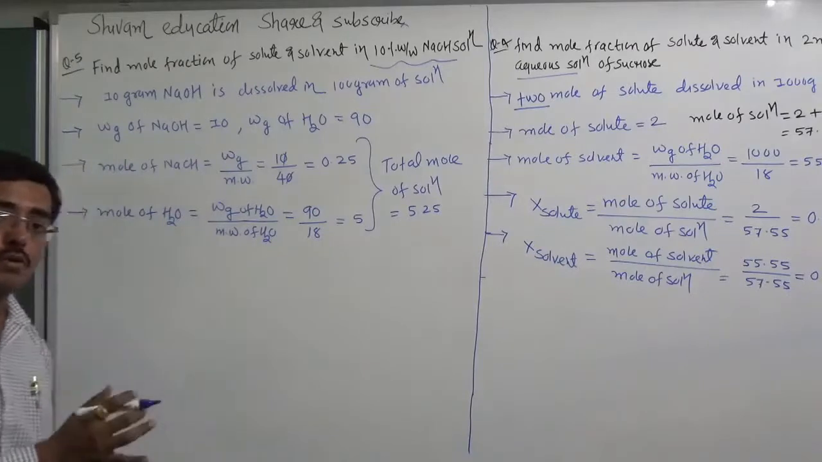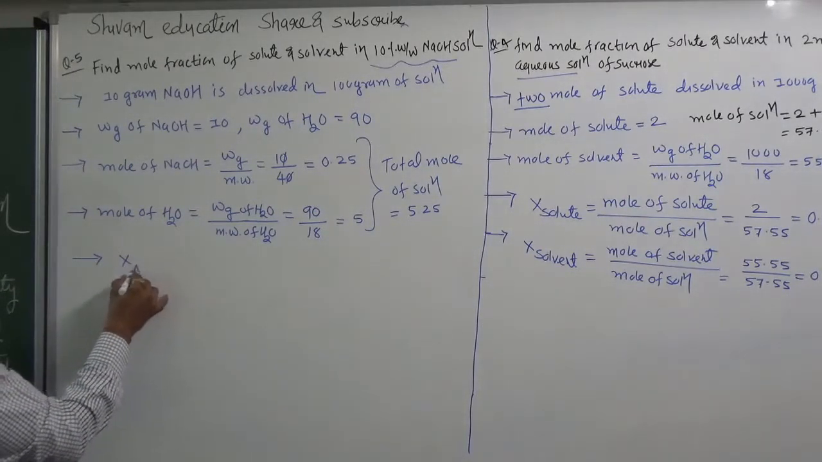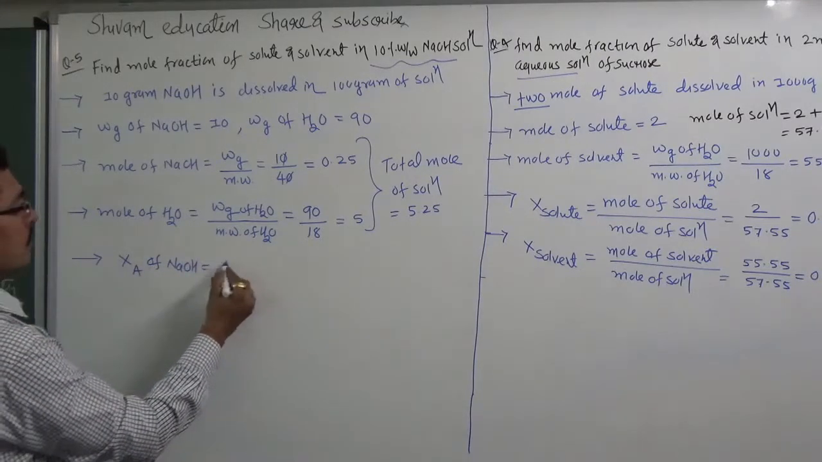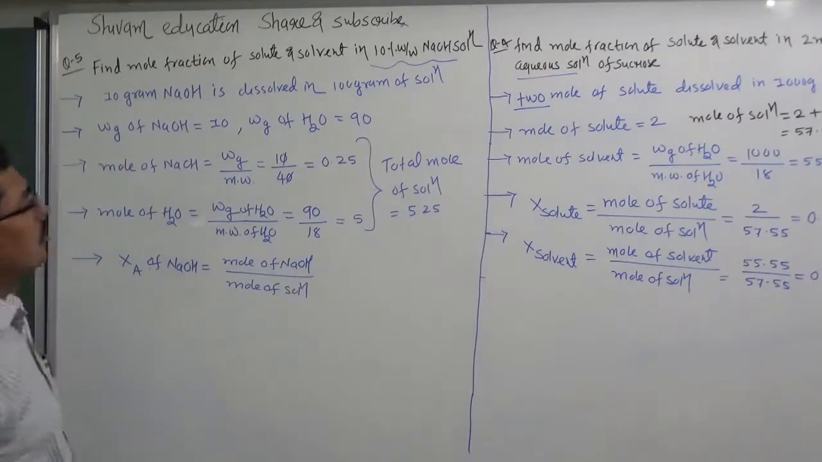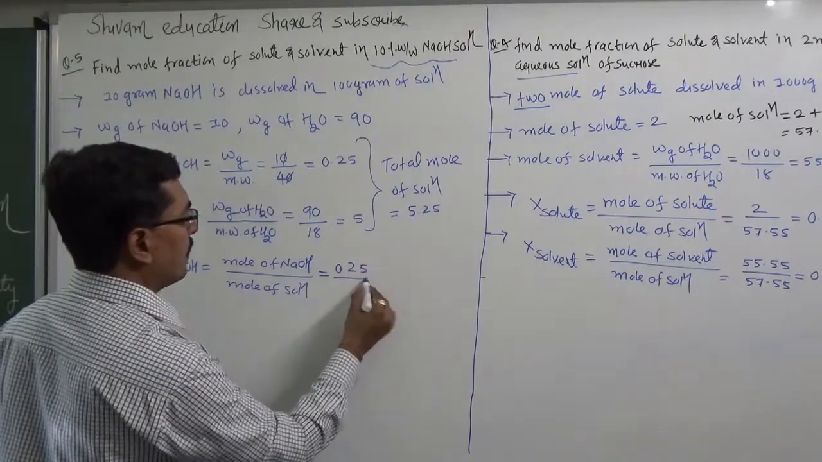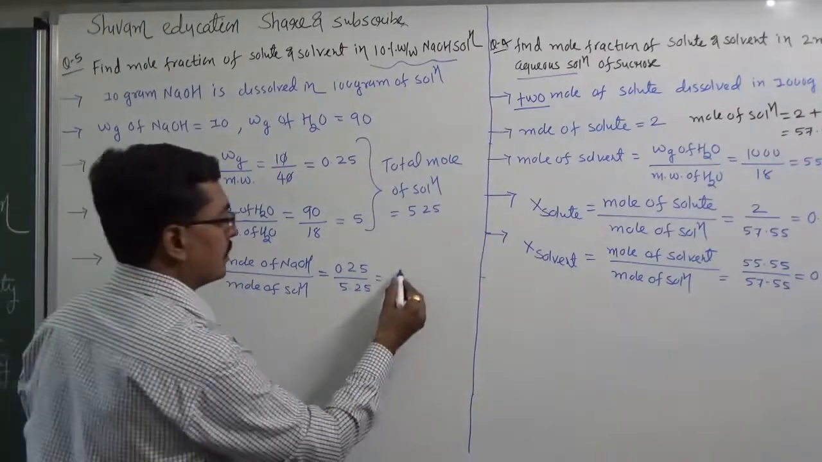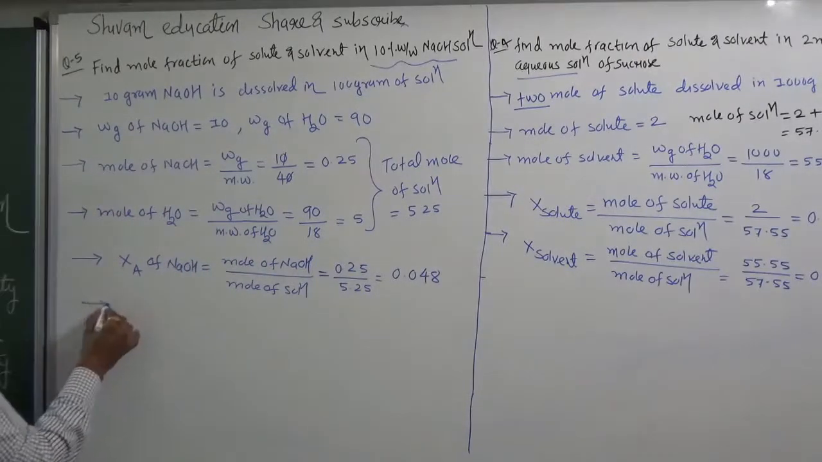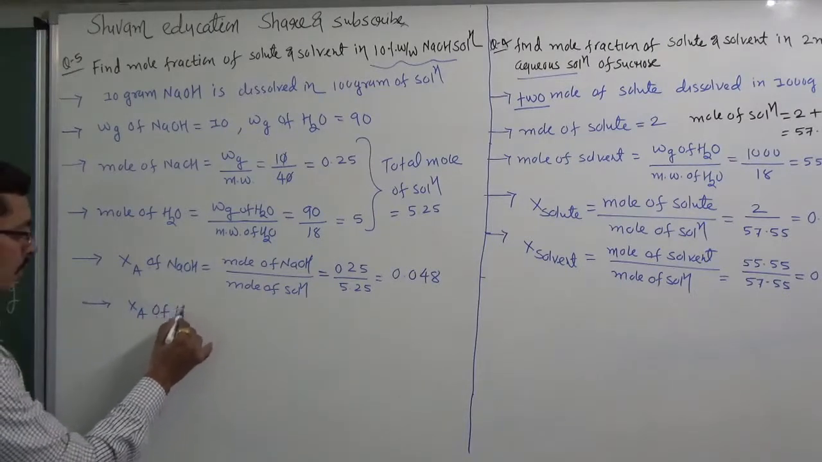Now you know the mole of solute and solvent, and you can find the mole fraction. So I will write the mole fraction of NaOH. Mole fraction of NaOH equals mole of NaOH divided by mole of solution. Now mole of NaOH is 0.25 and total mole of solution is 5.25. Now just to simplify, you will get the answer 0.048. Check your answer.